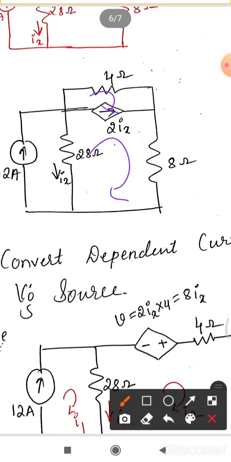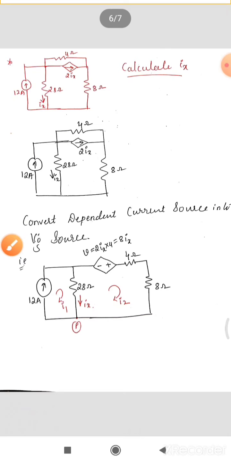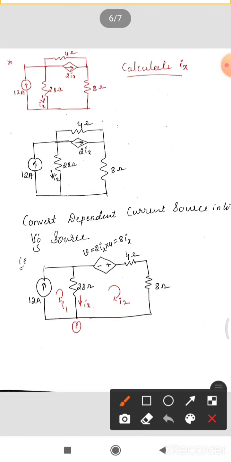In the second and third loop, what happens is, between the second and third loop you have one current source. Whenever we have a current source between 2 loops, then we apply super mesh analysis. That also you can do. I suggest you take it as homework and complete it. So what I say is another method.